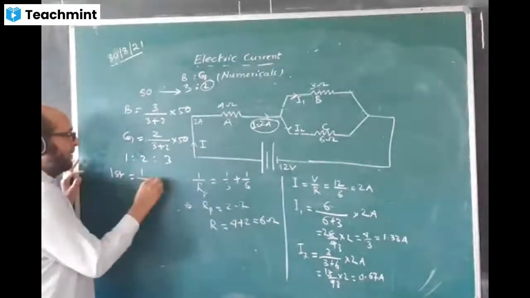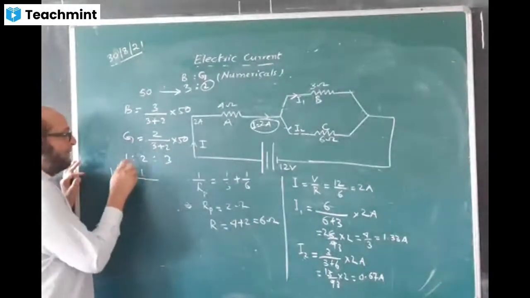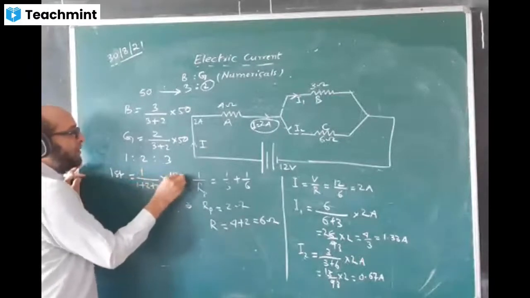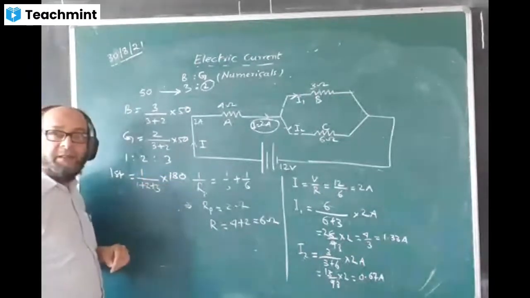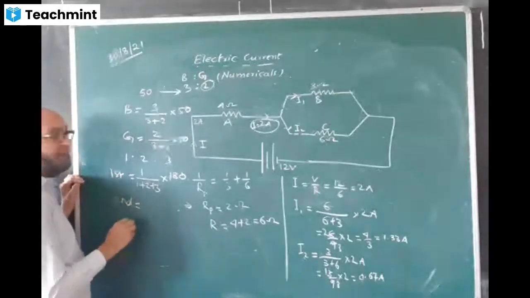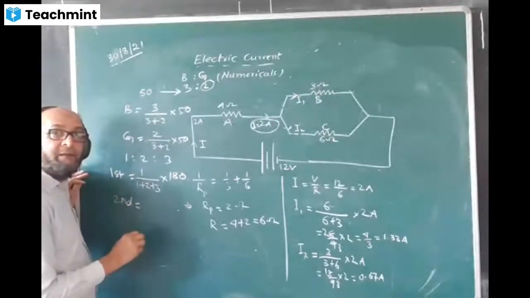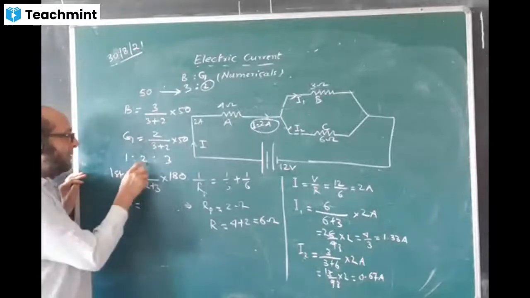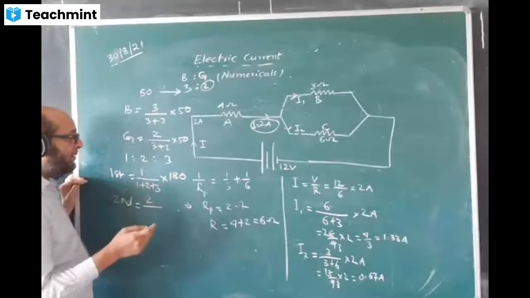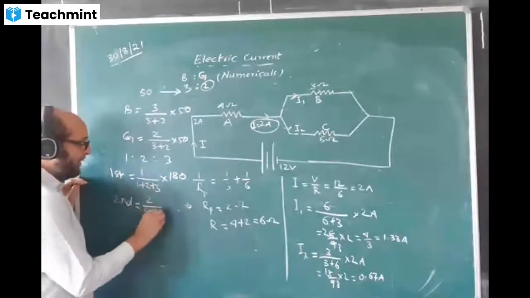1 upon 1 plus 2 plus 3, the sum of the ratio, out of 180, because the total angle is 180 degrees, and you have the answer. What is the value of the second angle? Tell me. 2 upon 1 plus 2 plus 3, into 180.